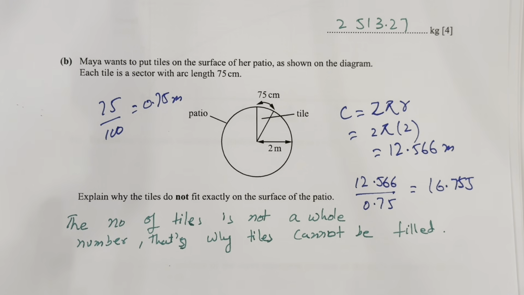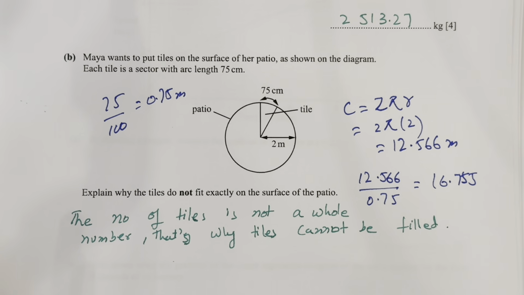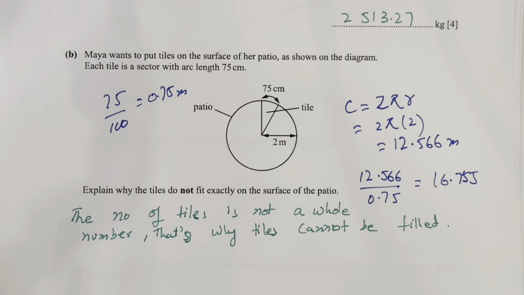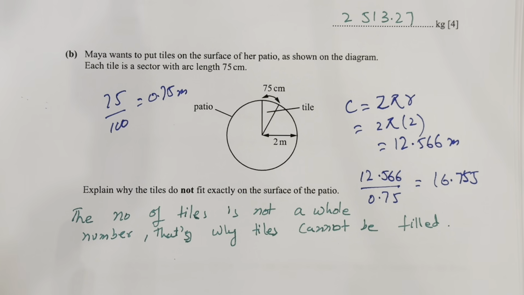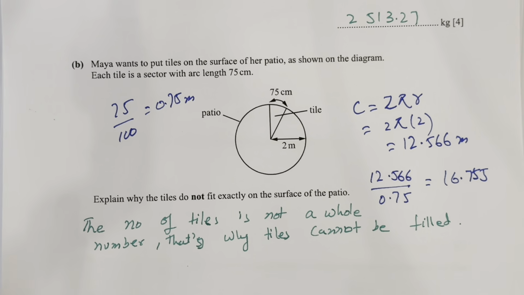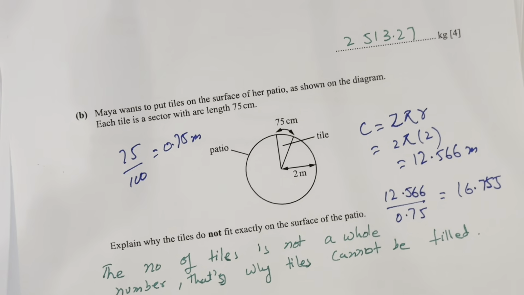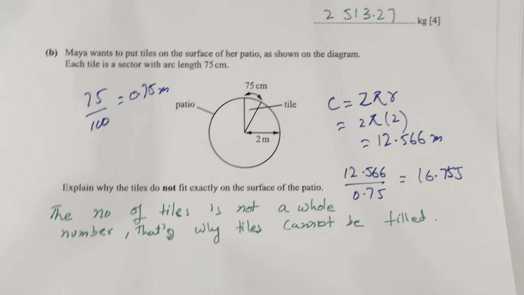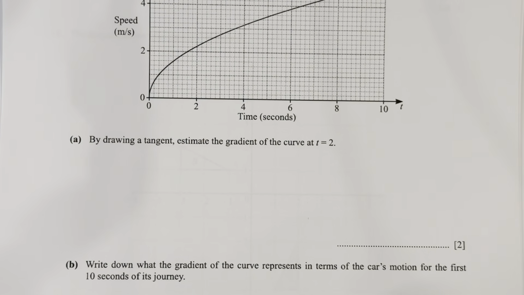First we calculated the circumference. After calculating the circumference, we converted the given arc length into meters, then divided it to check that it fits exactly in the circle. The answer is a decimal, so this is the reason it doesn't fit exactly.